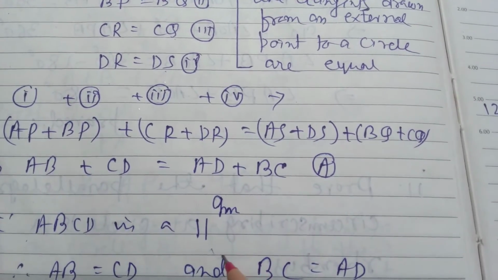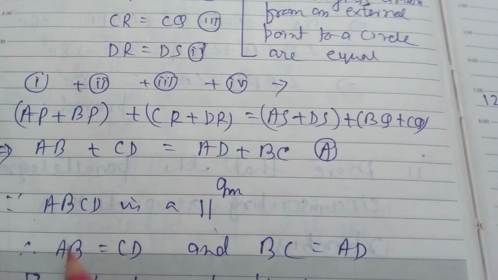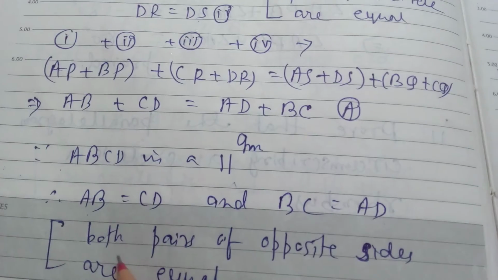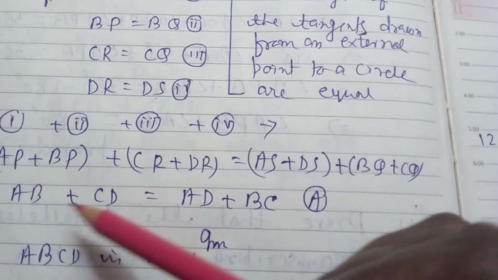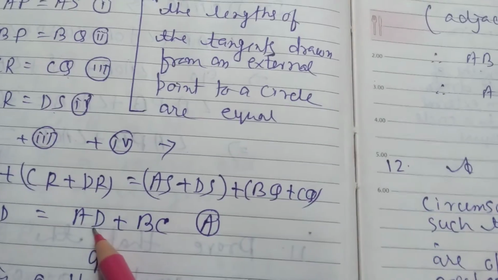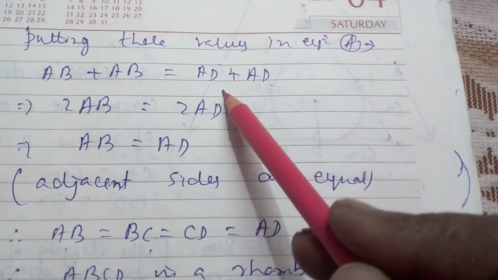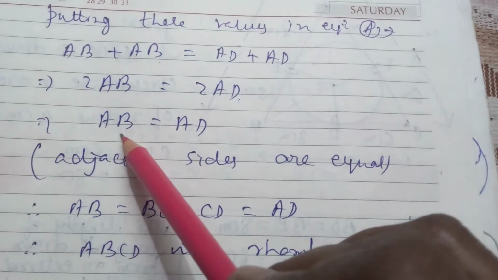Now it is given that ABCD is a parallelogram. So what is parallelogram? In a parallelogram, both pairs of opposite sides are equal. So AB equal to CD and BC equal to AD. Putting this value in equation A, AB plus AB: in place of CD you can write AB because AB and CD are same, and in place of BC you can write AD, since AD and BC are same. So AB plus AB equal to AD plus AD. So 2AB equal to 2AD. 2 cancel and AB equal to AD.